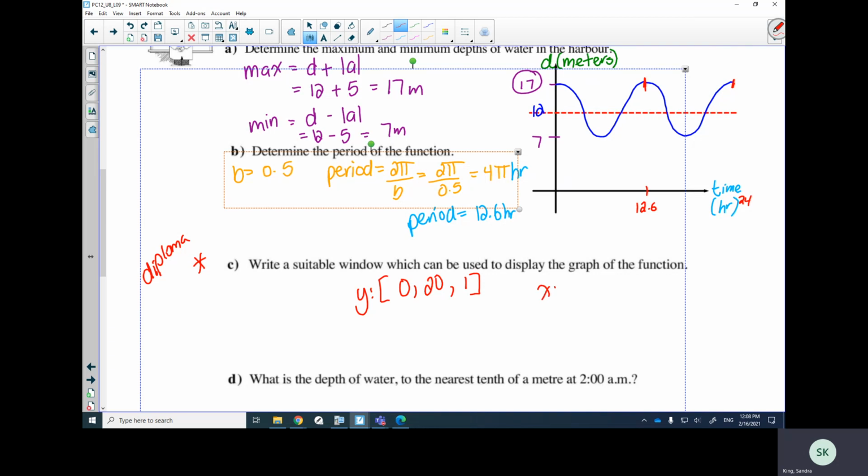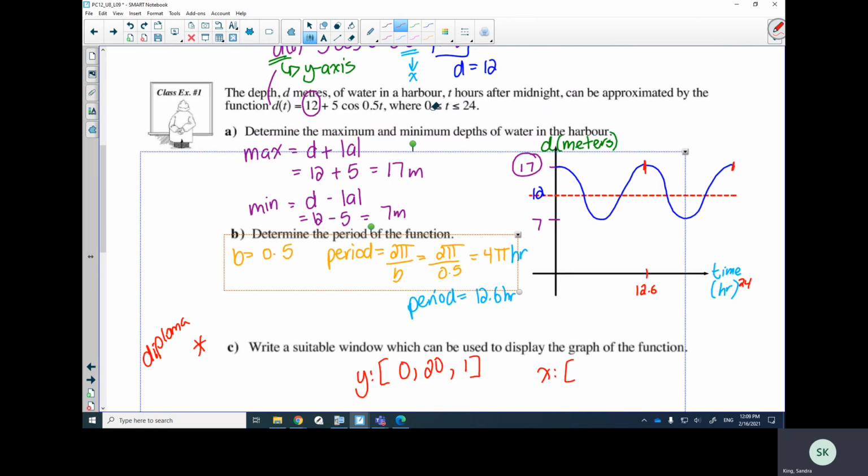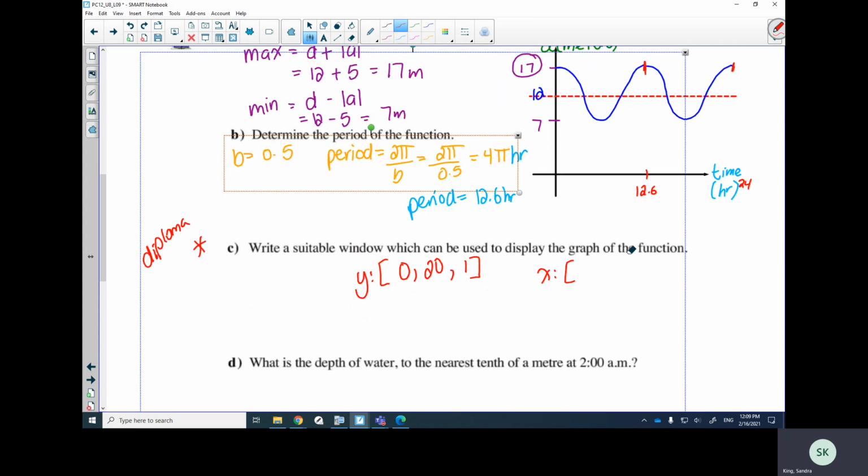For the x's, I'm going to look here. This really helps me with what they want me to set my scale to. They want to see at least a 24-hour window. So I'm going to go from 0 hours to 24. And then I'm going to set my scale at 1. Again, if you put 2 there, you'd be getting full marks for that, right? But this is around what you should be setting.